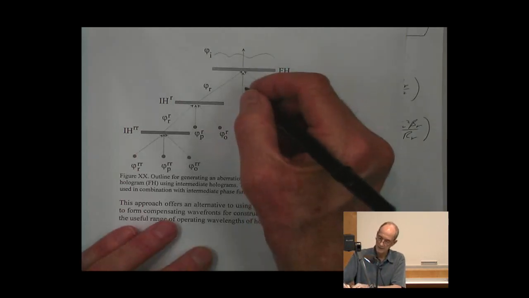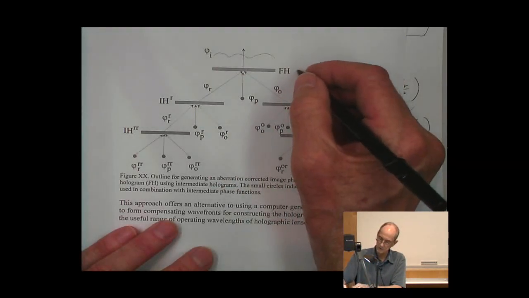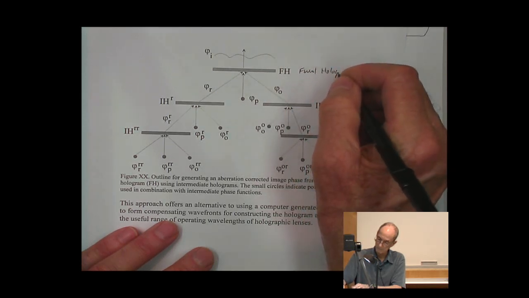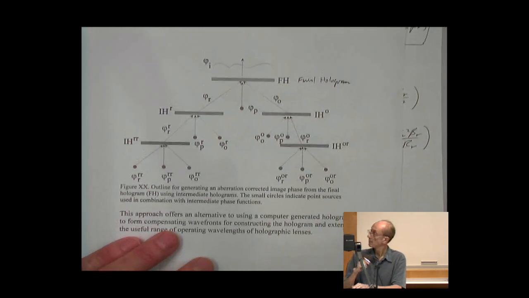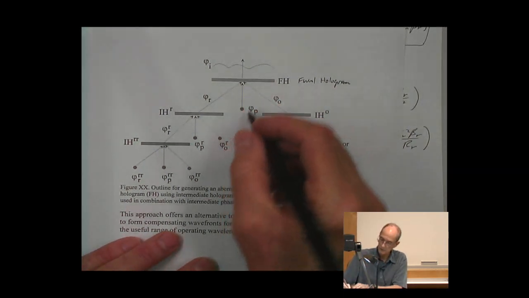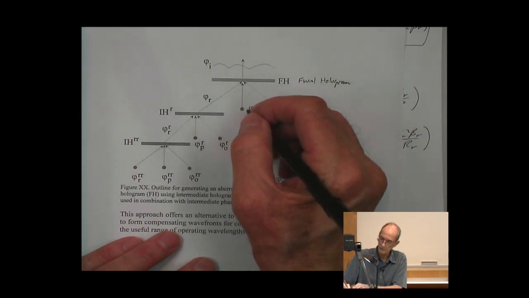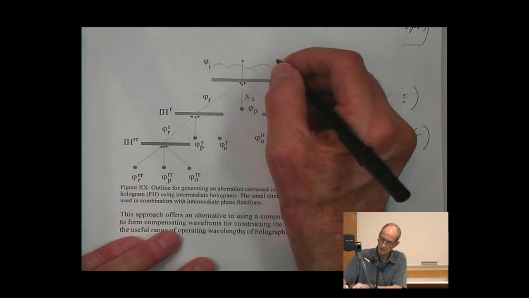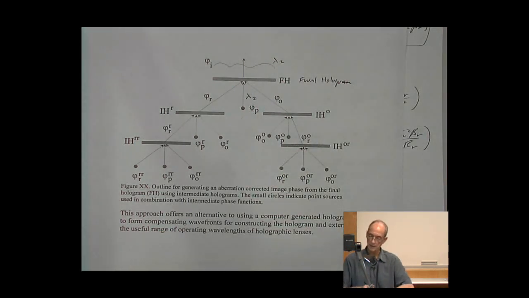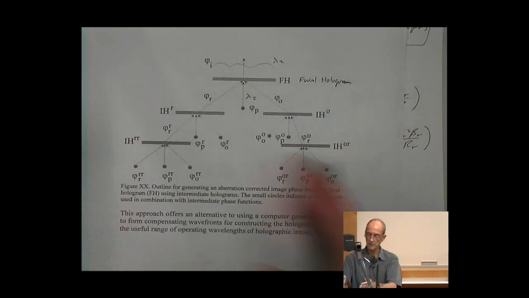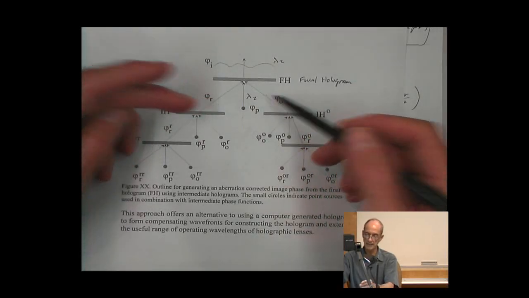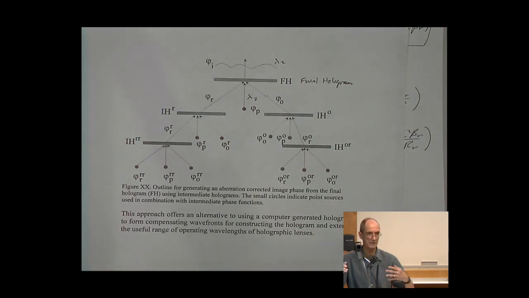So in the end, here's the end hologram. This is the final hologram up here. And this is going to be reconstructed with, say, a point source, which is here at lambda 2, and it's going to generate the image phase here also at lambda 2. Now, what you need is a hologram that's pre-aberrated by the right amount. And again, all of the holograms can only be formed at lambda 1.